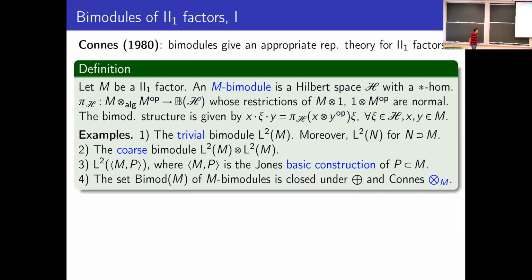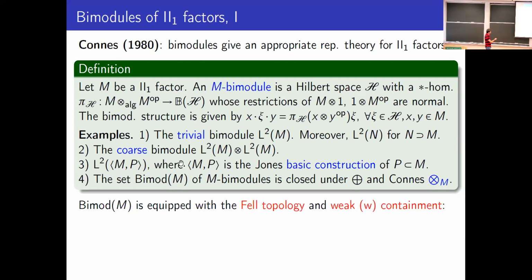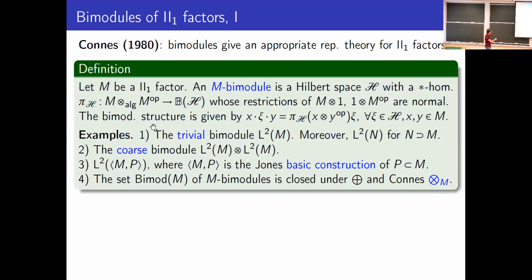Yeah. What's the bimodule structure in 3? Sorry? In 3, what's the bimodule structure? So in 3, sorry, I'm going the opposite way. Here, this is not a finite von Neumann algebra, this is a semi-finite von Neumann algebra which still contains M. So when you complete it, the left multiplication of M on the basic construction still passes to an action on the Hilbert space. So it's still the action by left and right multiplication of M, kind of like 1, except it's not finite.